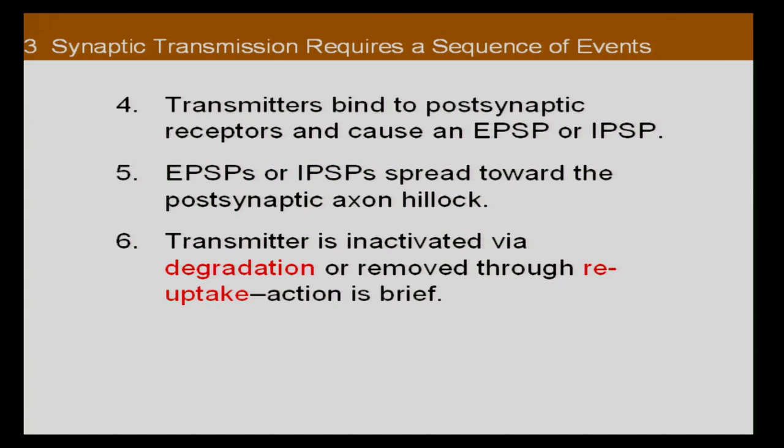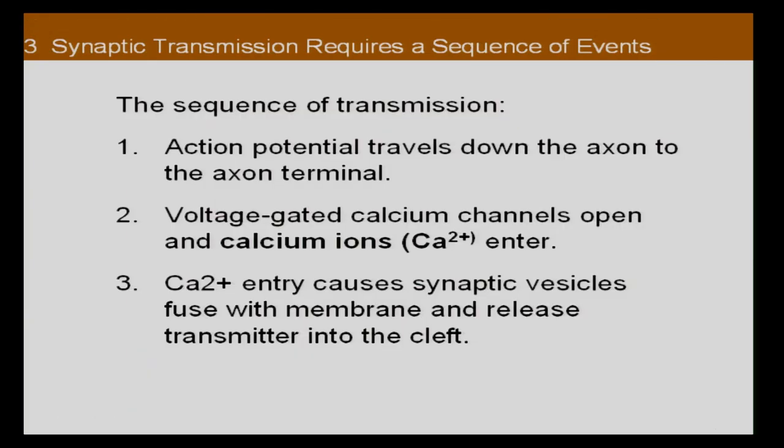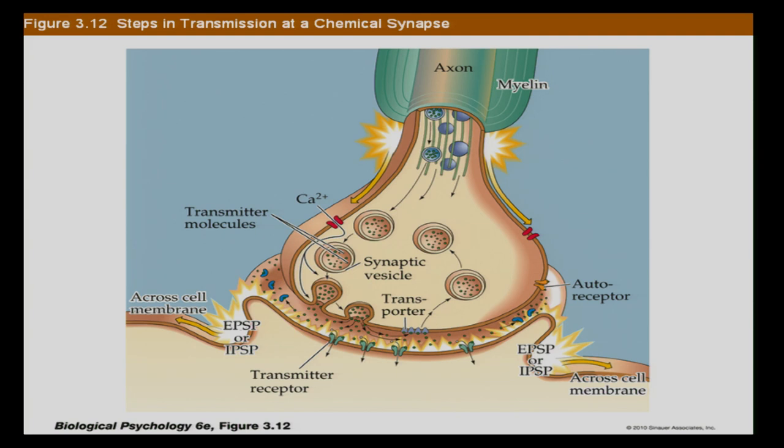Transmitter that has been spit out because of the calcium coming into the presynaptic terminal is inactivated via two mechanisms. There is inactivation via degradation, or inactivation via removal through a reuptake mechanism, so that the presynaptic terminal can reuptake this transmitter and save it and repackage it into new synaptic vesicles. But you want to get rid of it because these are fast acting events.